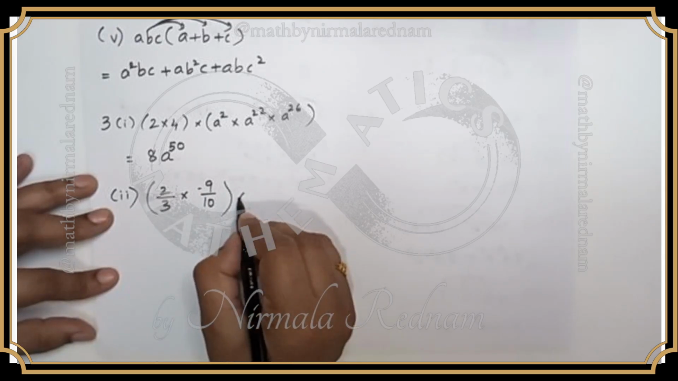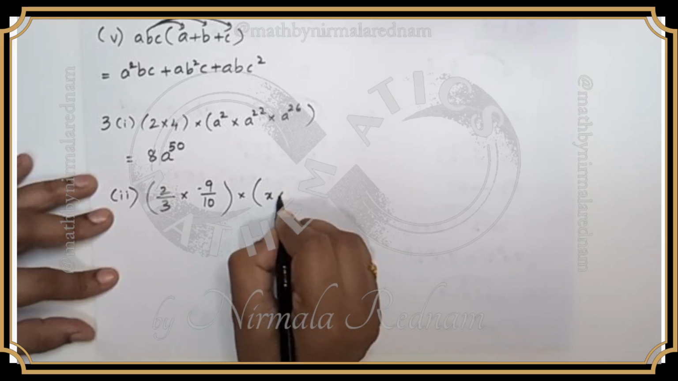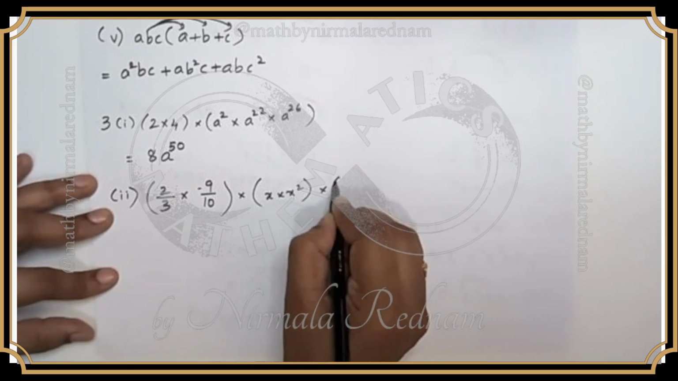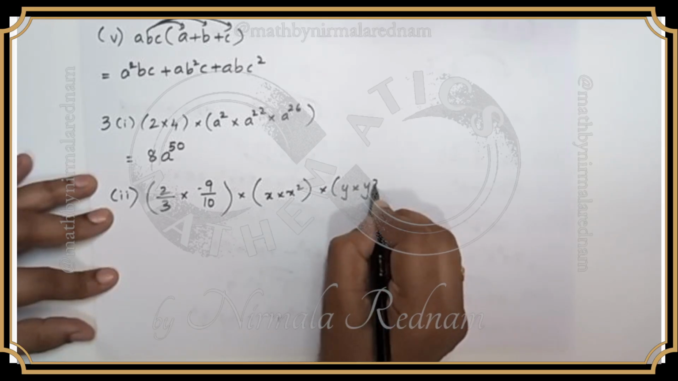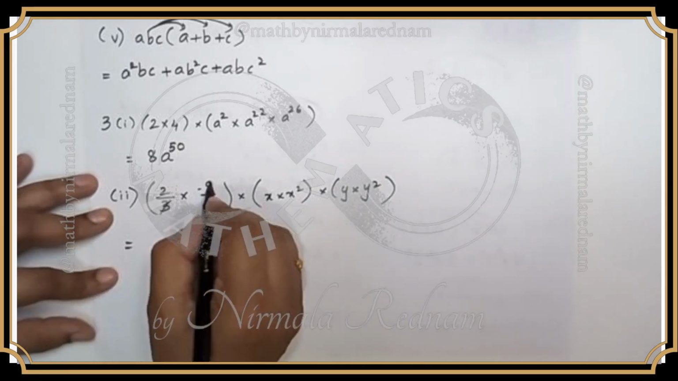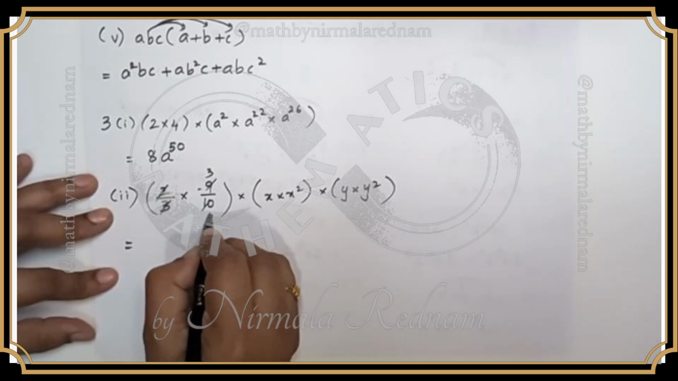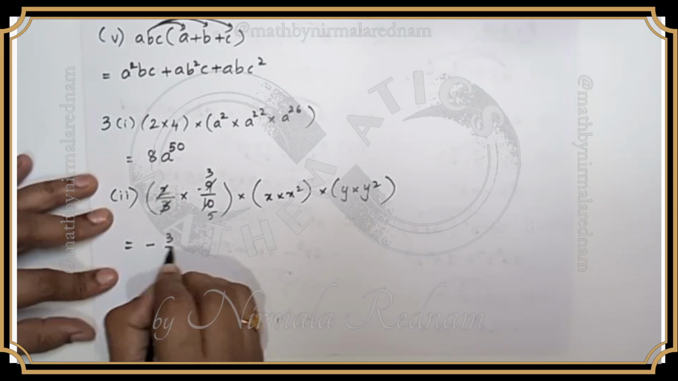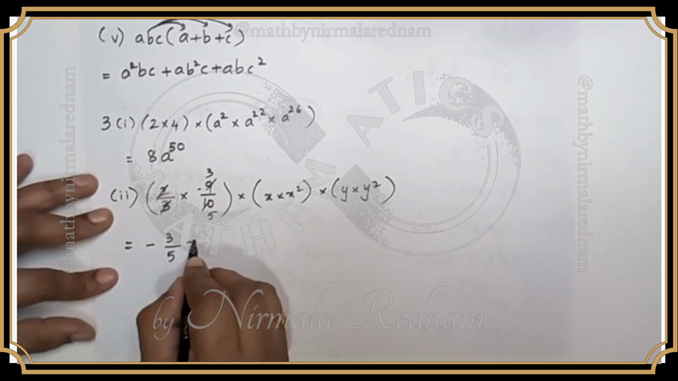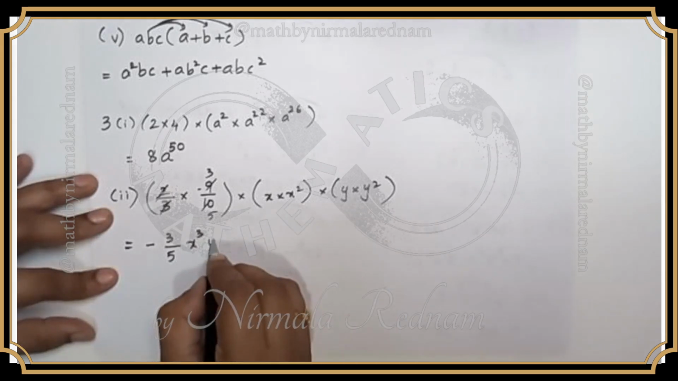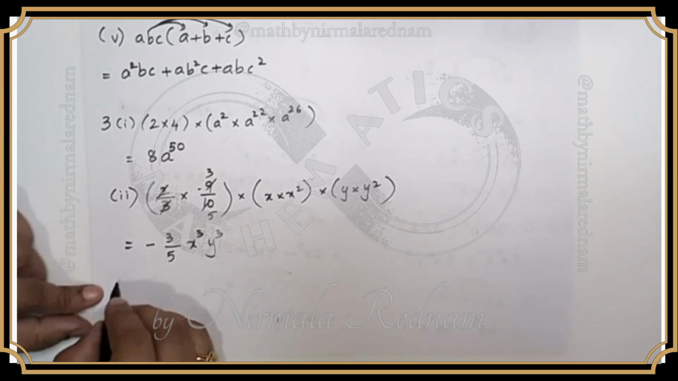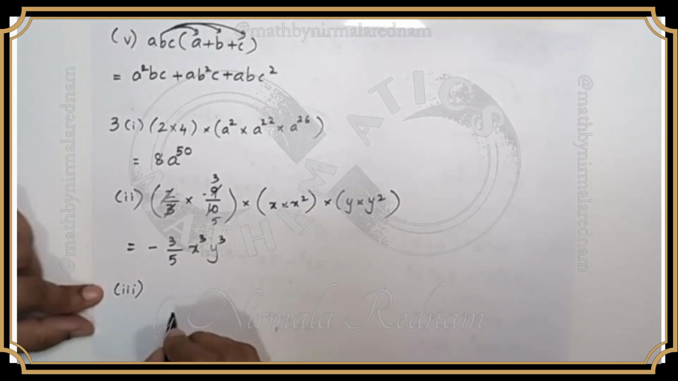Next I have 2 by 3 into minus 9 by 10. That is the coefficient part. And then I have x into x square and I have y into y square, right? So you can simplify this. You'll get minus 3 by 5. I have 3 x's, so x cube, and then 3 y's are y cube, right? So that is your answer.